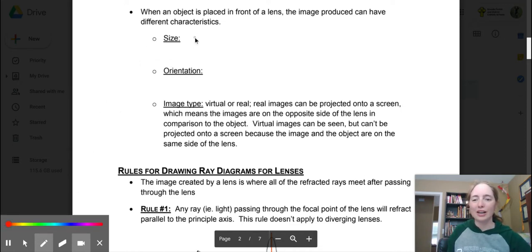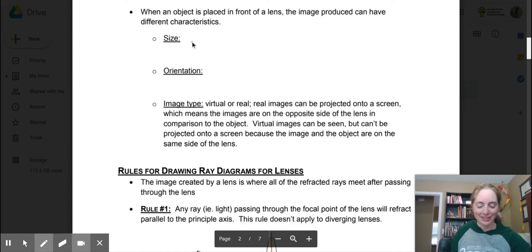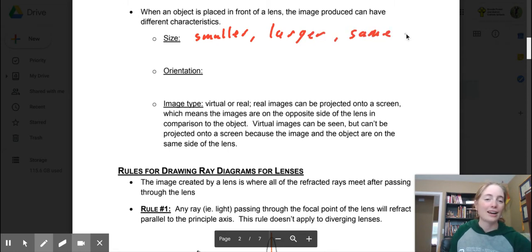Okay, so for size, with like a magnifying lens, you can have a lens that's going to make the image look larger, and sometimes lenses will be designed to make the images look smaller. Okay, so smaller or larger, or on occasion you can have an object that is going to look to be the same size when you look at it through a lens. Now, as well with a lens, sometimes you can have images that are going to be upright, and sometimes you can have an inverted or upside down image.